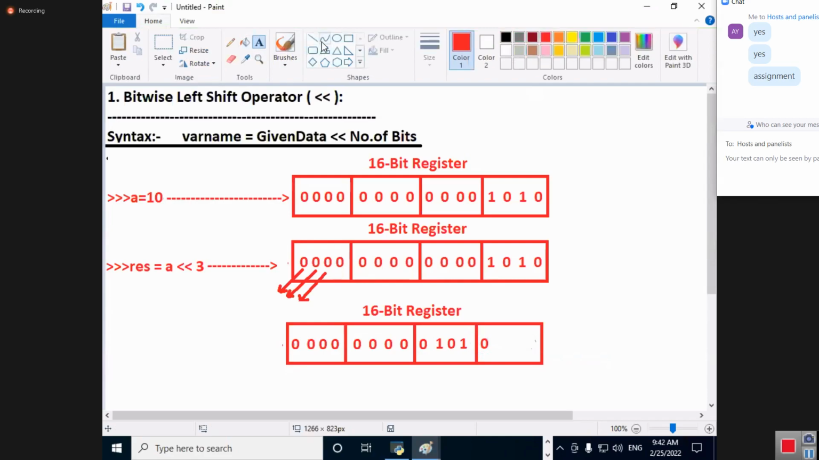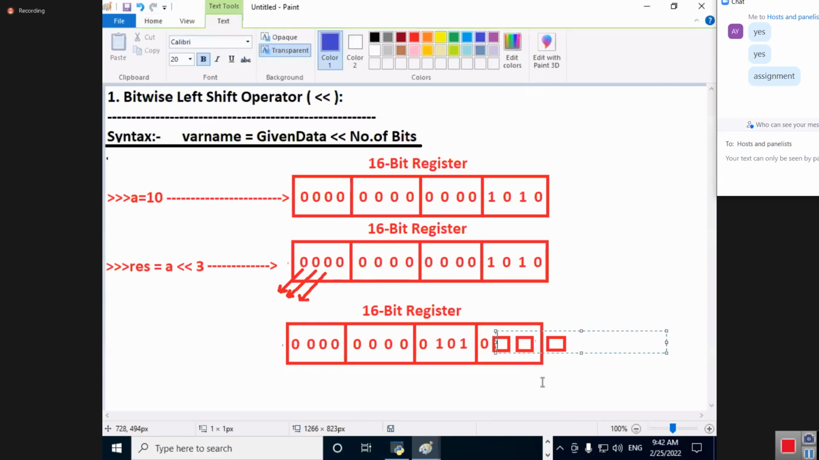How many spaces are there here? 3 spaces are there. This is 1 space, this is 1 space, this is 1 space. Because how many bits are you moving? 3 bits you are moving. When you are moving 3 bits, 3 spaces will be there or not? What will our JVM do? Our JVM will place what value? Since it is empty, what will be placed? Zeros will be placed. Don't ask me, sir, why 1 is not placed.